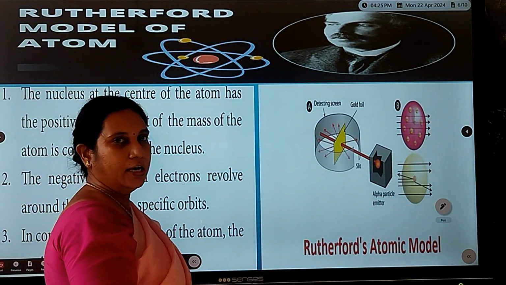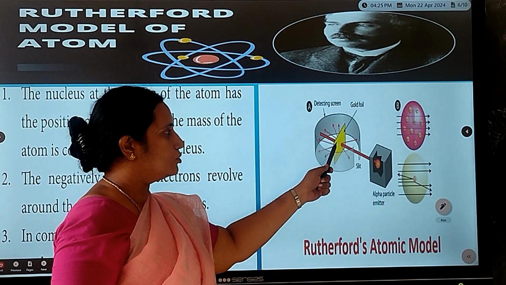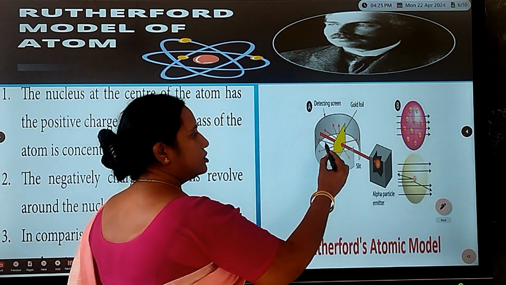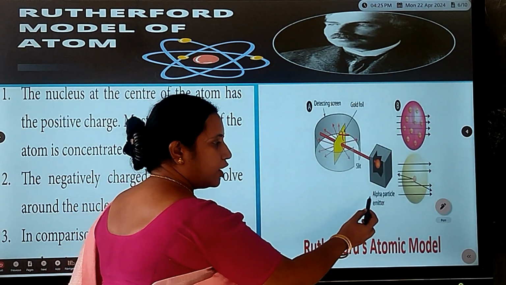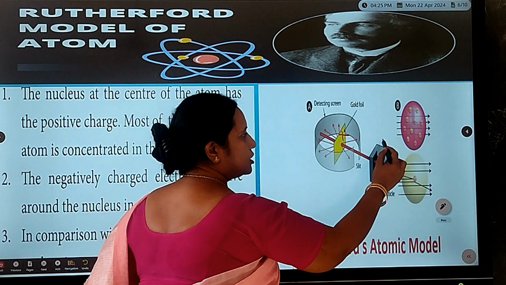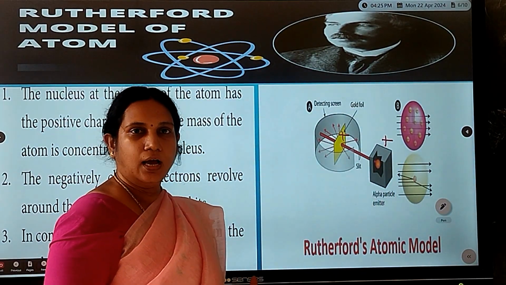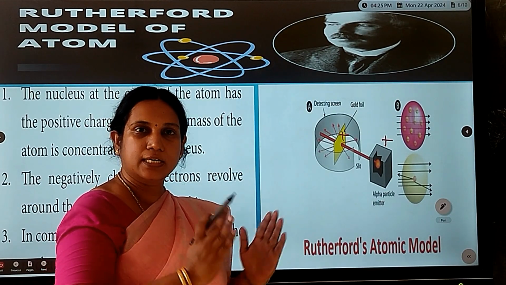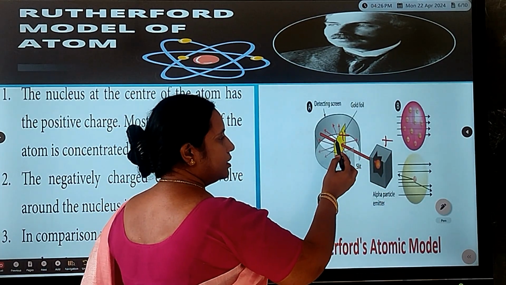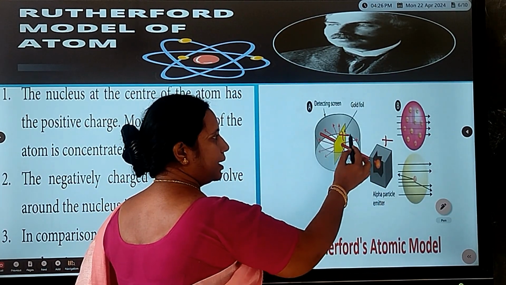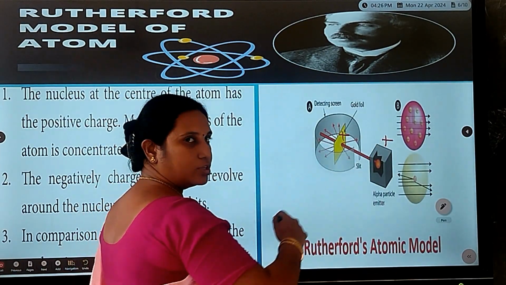In this experiment, he took a gold foil and bombarded alpha particles at this gold foil. Children, you know that gold foil has positively charged particles, and this alpha particle also has positively charged particles. Positive are like poles, and as per the rule, like poles will repel each other, isn't it, children? So, when this positive charge comes and hits the gold foil, what should happen? Most of the rays should come back, should repel back.